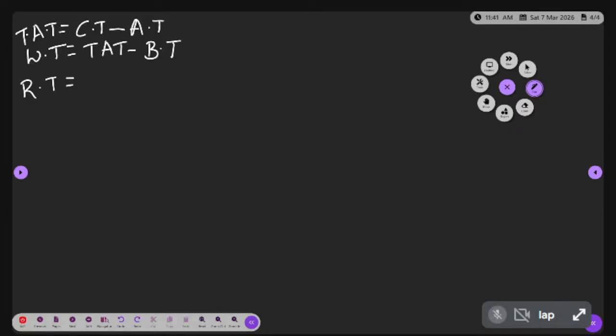Response time is equal to first chance, or first attempt, minus arrival time. Then we'll do one.